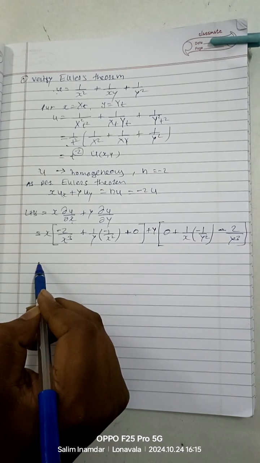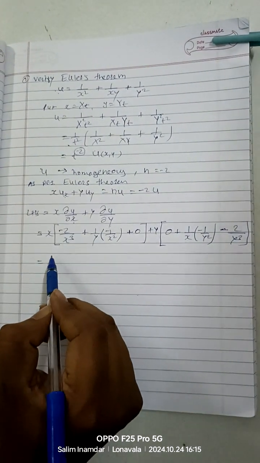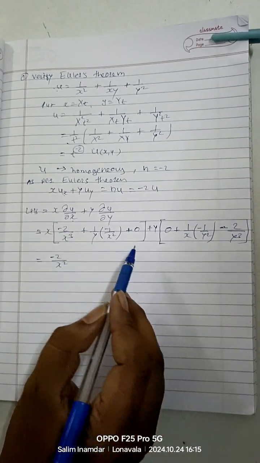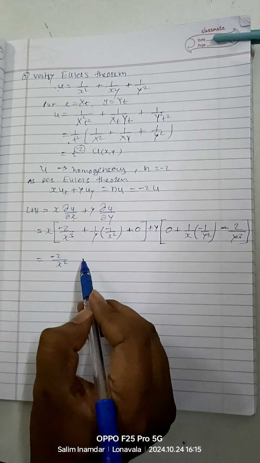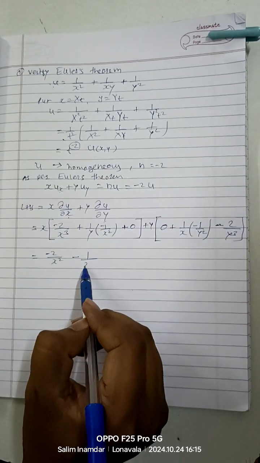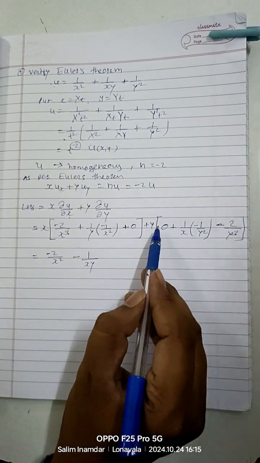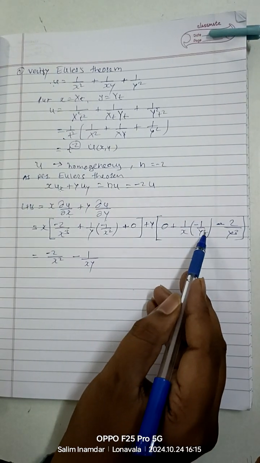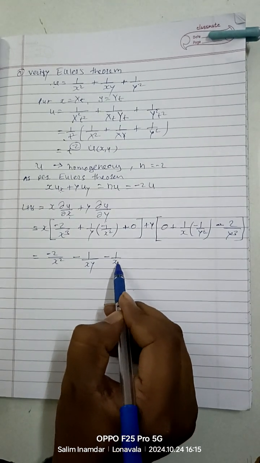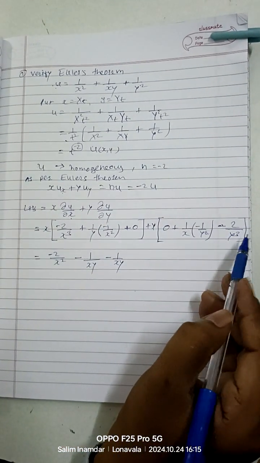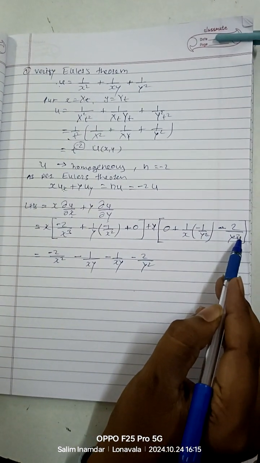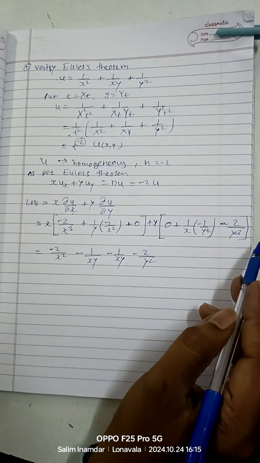If I multiply this x inside, I will get minus 2 upon x square. If I multiply it here, I will get minus 1 upon, see here, x cancels with one of the x, so I'll get xy here. Then this is 0. Now if I multiply this y inside, one of the y gets cancelled here and I'll get minus 1 upon xy. Then if I multiply it here, I will get minus 2 upon y square, because one y cancels with one out of these three.